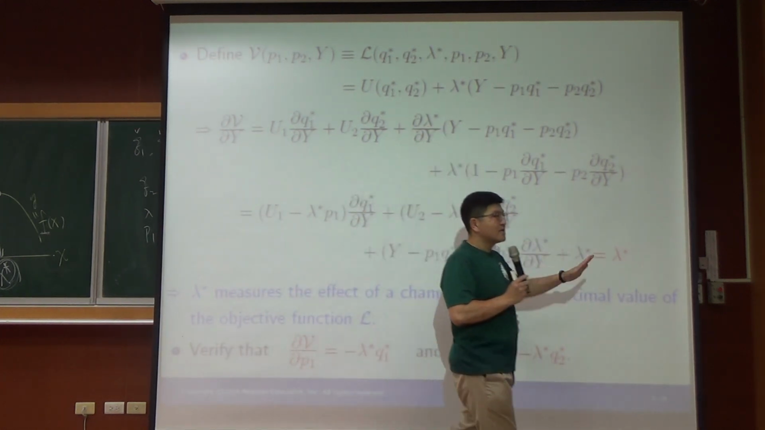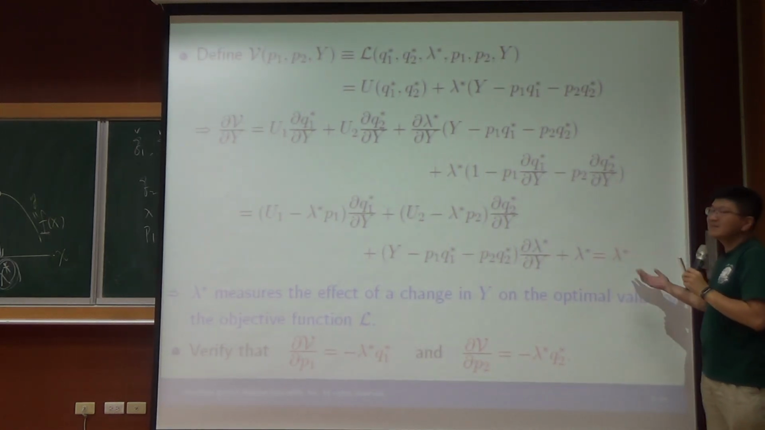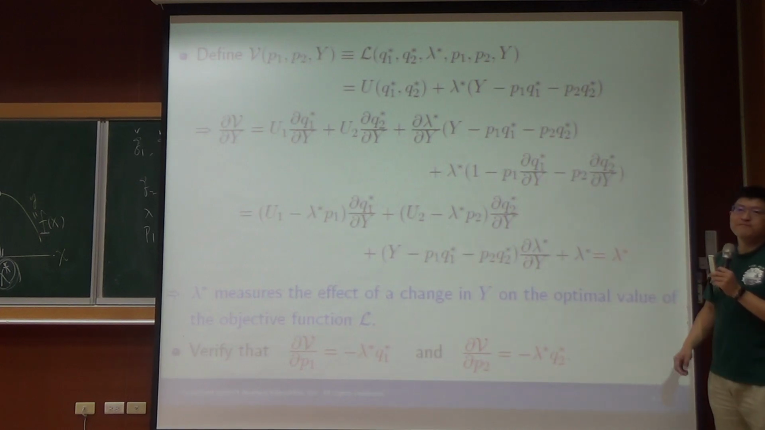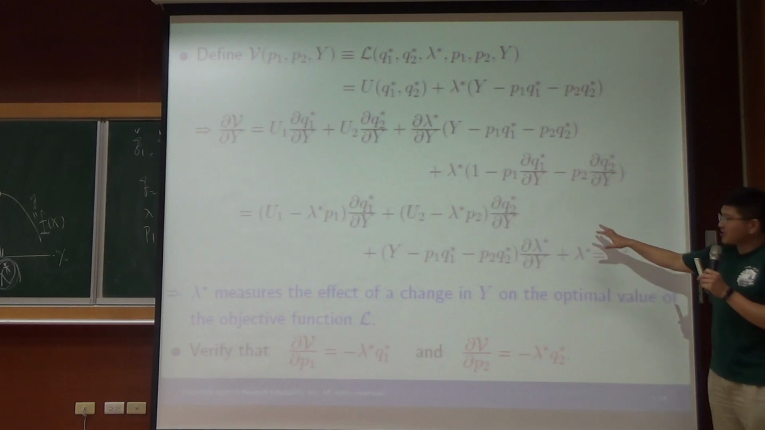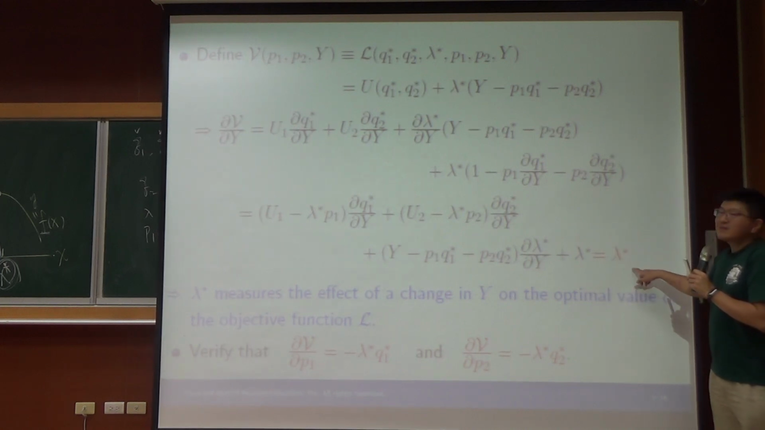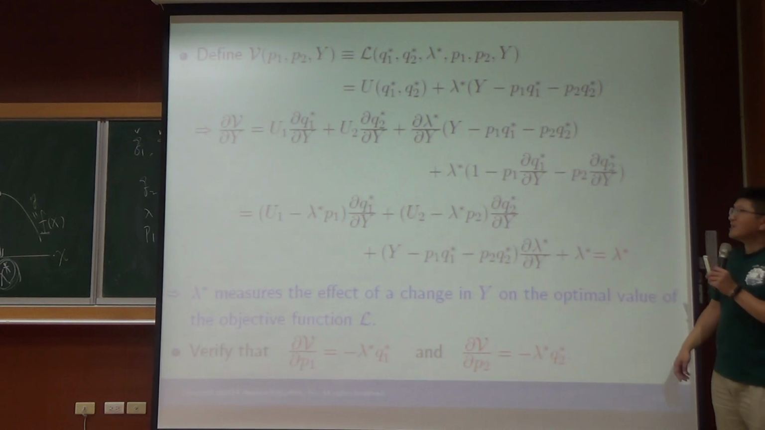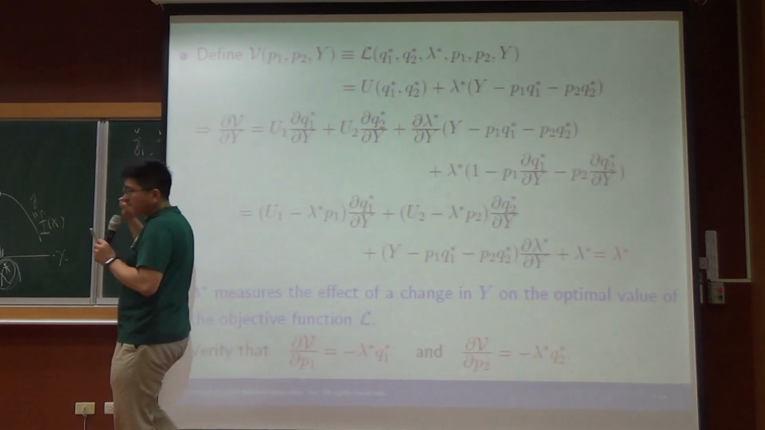Okay, so something very clear. Lambda star remains. The total differentiation leaves a single lambda star here. So let's interpret this. What does it mean?